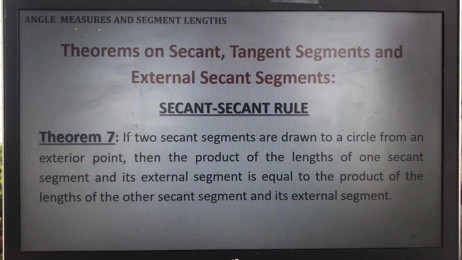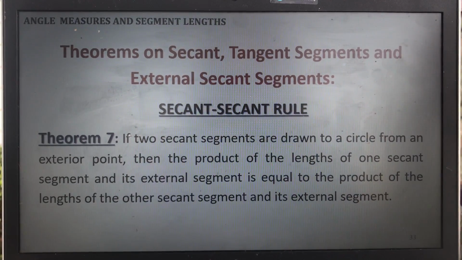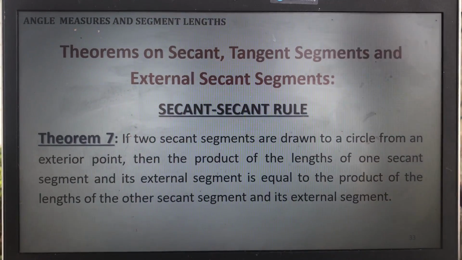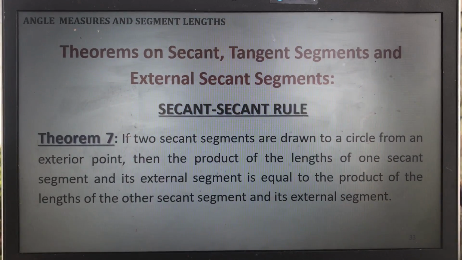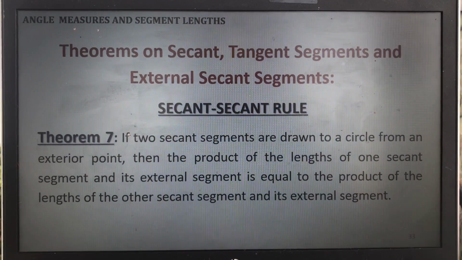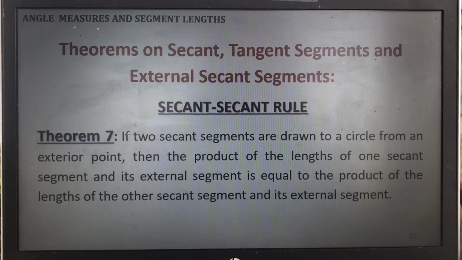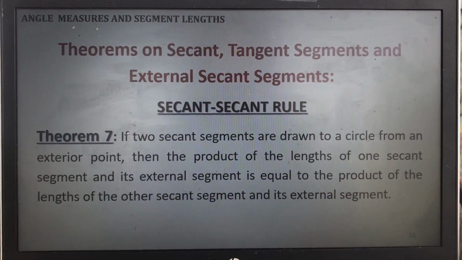Now we move on with Theorem 7, which states as follows. If two secant segments are drawn to a circle from an exterior point, that is, outside of a circle, then the product of the lengths of one secant segment and its external segment, which are the segments we've just defined, is going to be equal to the product of the lengths of the other secant segment and its external segment. Well, there are a lot of words in here, but as we always do, let's translate or decode all of these words into a model or a drawing.